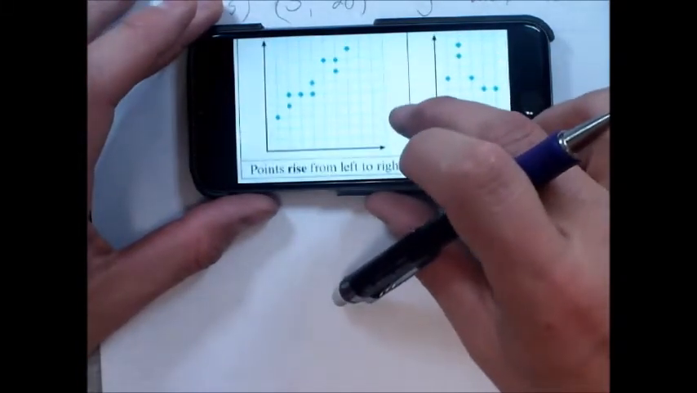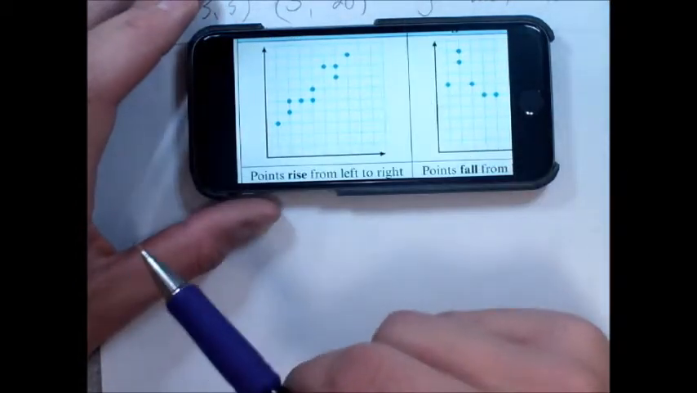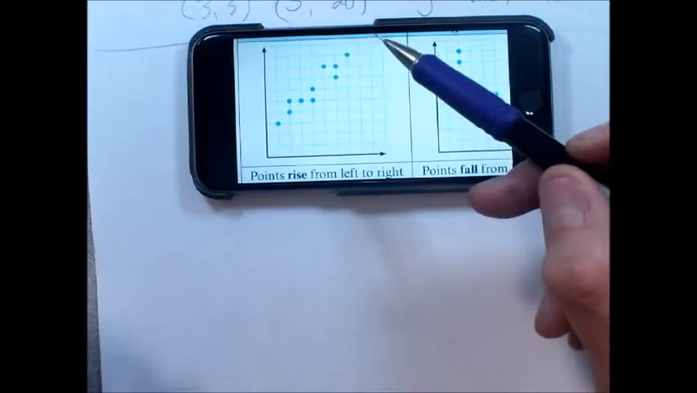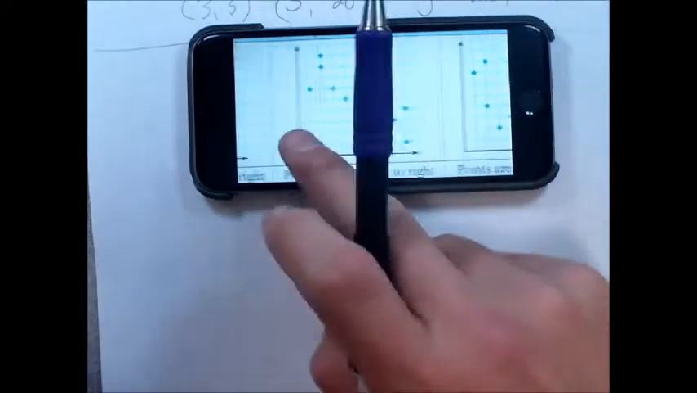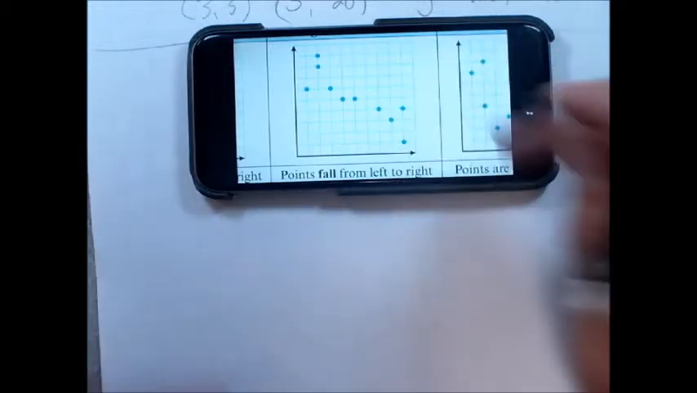Okay, so on this first one right here, since you already see the answer, is it going to be positive or negative? It's positive because it's going up from left to right, right? Looking at this one, is it going to be negative or positive? Negative. It's falling, right? It's going down.